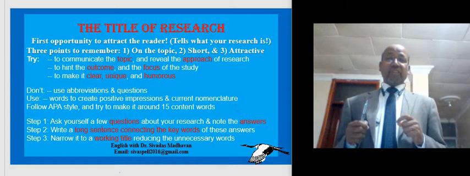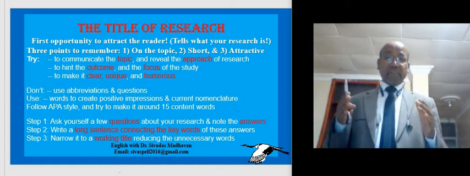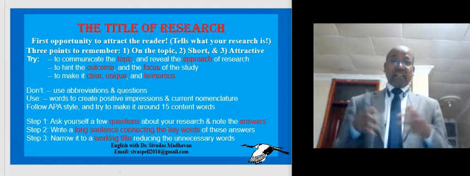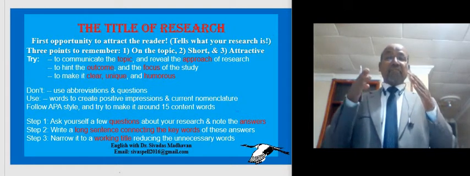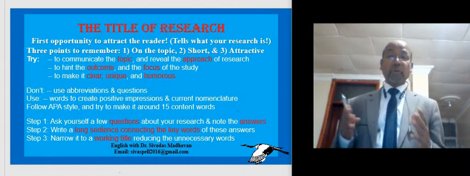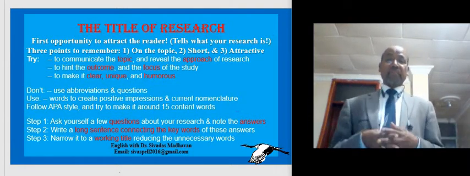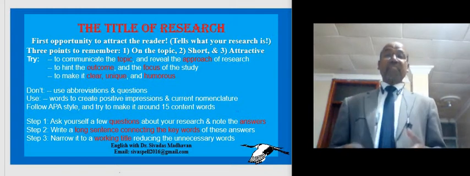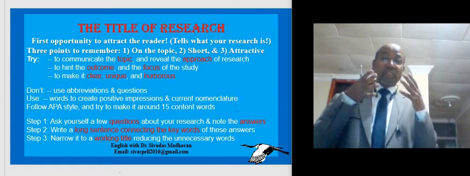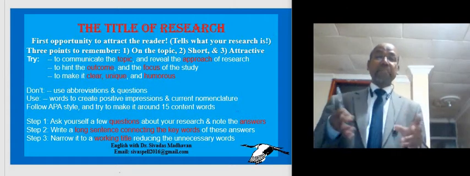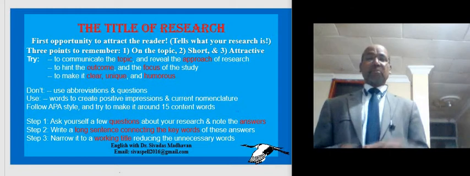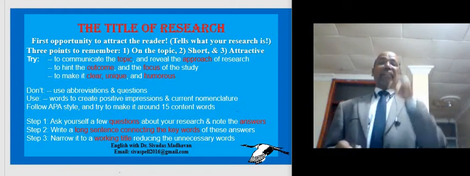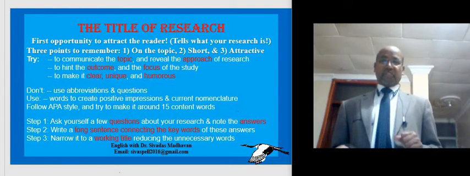Title of research is to be constructed with great care. The main reason is that the title is the first opportunity for you to show what your research is. A reader takes the research paper and looks at the title first. If the title is not impressive, he will not be tempted to read the rest of the paper. So the first thing that a researcher has to take care of is the title of the research.